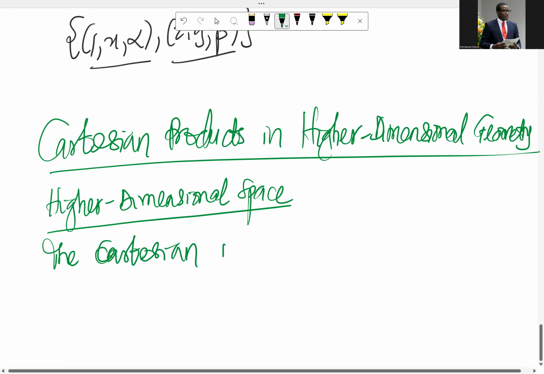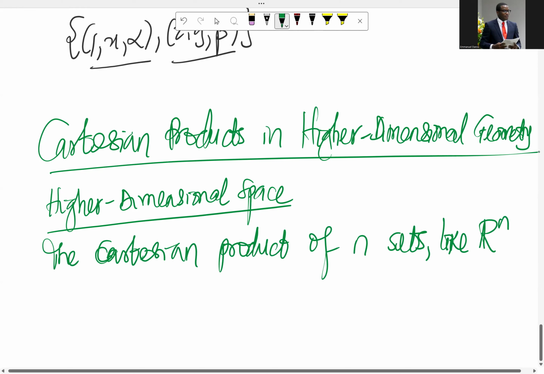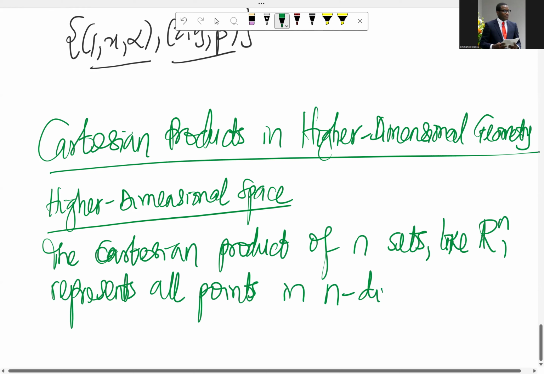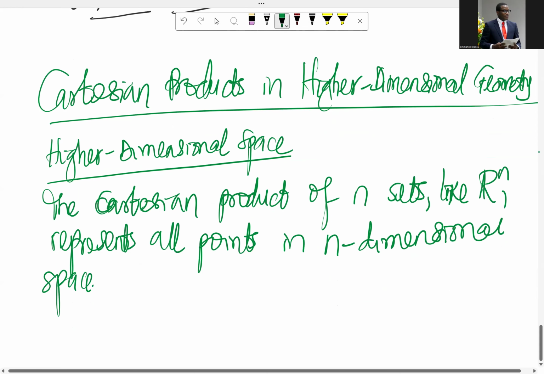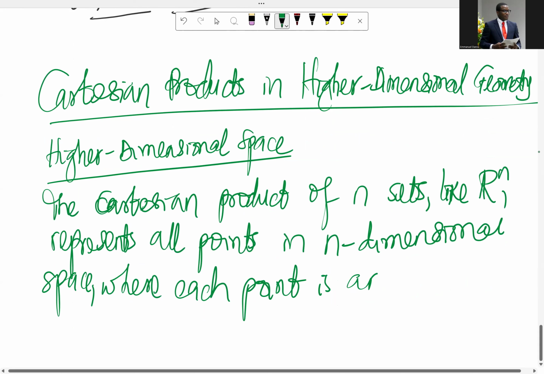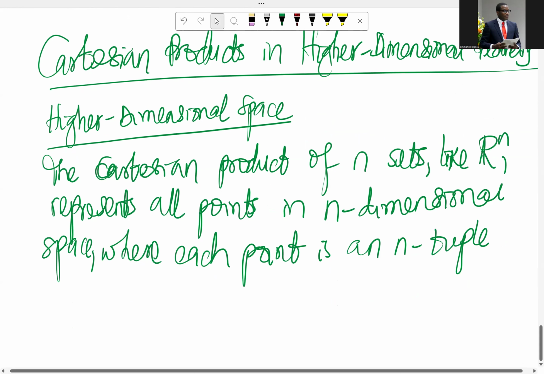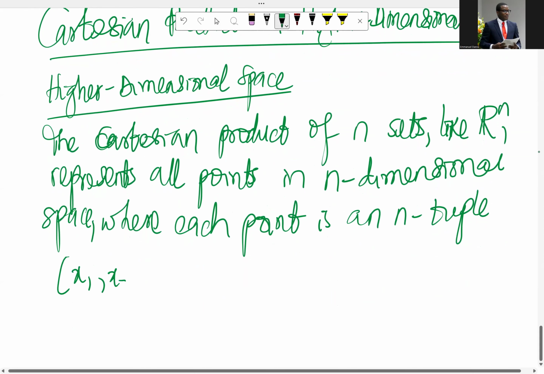The Cartesian product of n sets, like the real number system in n dimensions, actually represents all points in n dimensional space, where each point is an n tuple. That n tuple is the collection of x1, x2, x3 up to the last one, xn, because this is n dimensional.